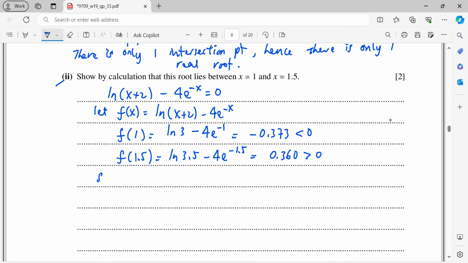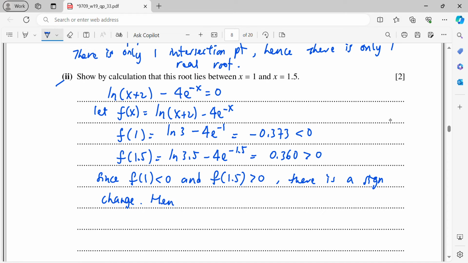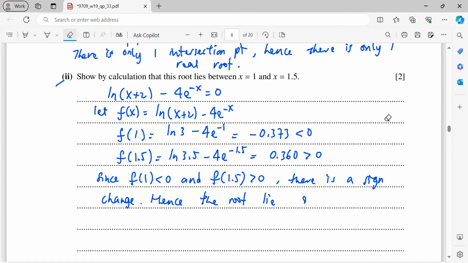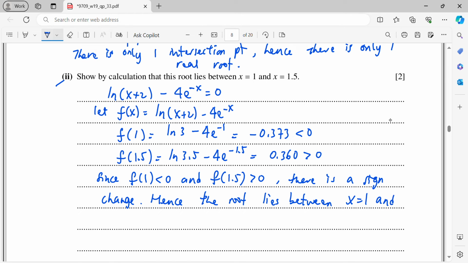So then you can just say, since f(1) is less than 0 and f(1.5) is greater than 0, there is a sign change. Hence, the root lies between x equals 1 and x equals 1.5. Okay, so done for the second part.